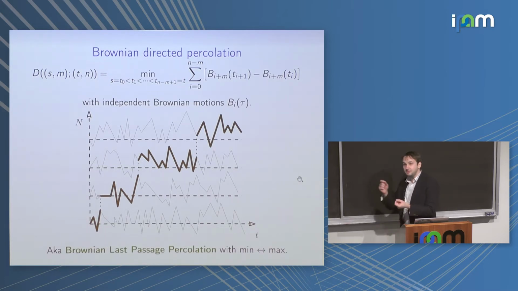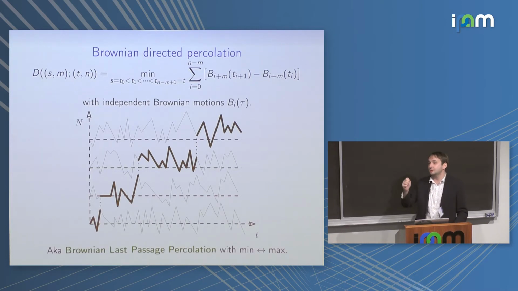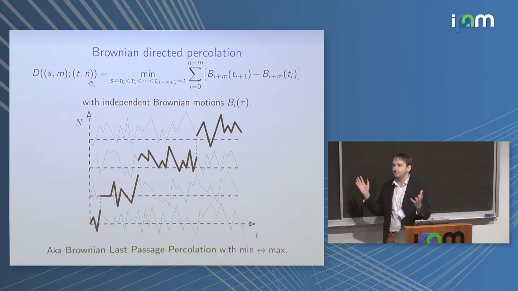Now there is still an optimization problem here. Namely, you are optimizing over the choices of the points where you're making jumps. So there's a simplex of all possible choices of these points, and you're looking at the minimum over all possible choices. And that becomes a certain random variable. If you take two points, S, M and T, N, you minimize over all paths, that's a random variable. Is it clear? Are there questions?